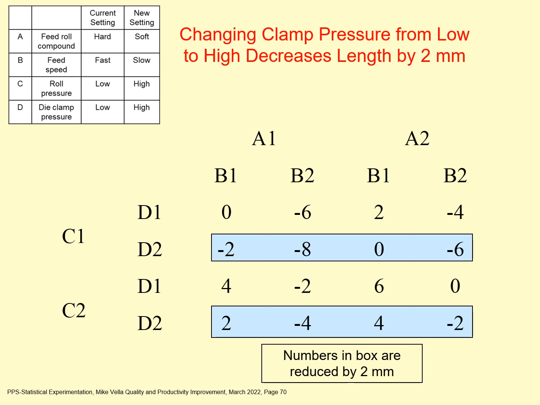Next, we change clamp pressure from low to high, which decreases length by 2 millimeters. Factor D, clamp pressure, goes from low to high. So here in the matrix, D1 to D2, when we're at the two levels, we decrease length by 2 millimeters. So the numbers in the blue box are all reduced by 2 millimeters.